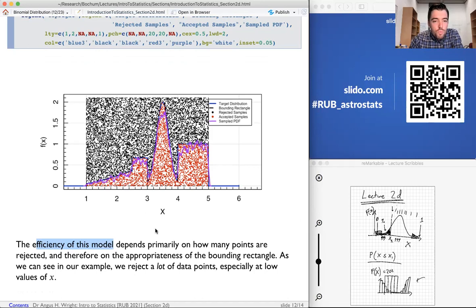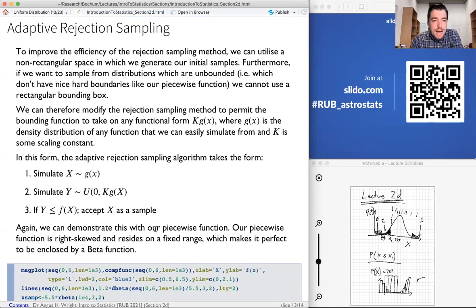And so what we can do is we can come up with a slightly better formulation of this rejection sampling that has a slightly higher efficiency that helps us. And that's what's called adaptive rejection sampling. And this is where my typo came from. I copy pasted, so apologies for that.